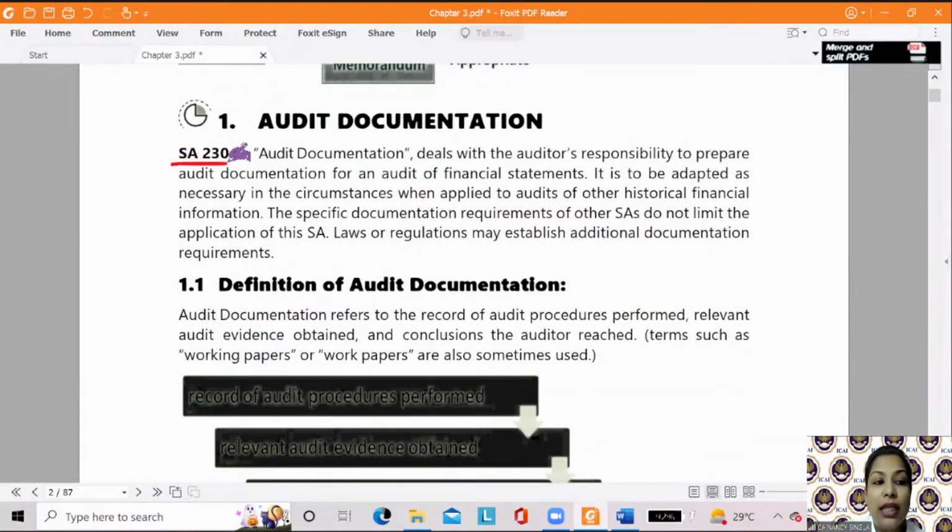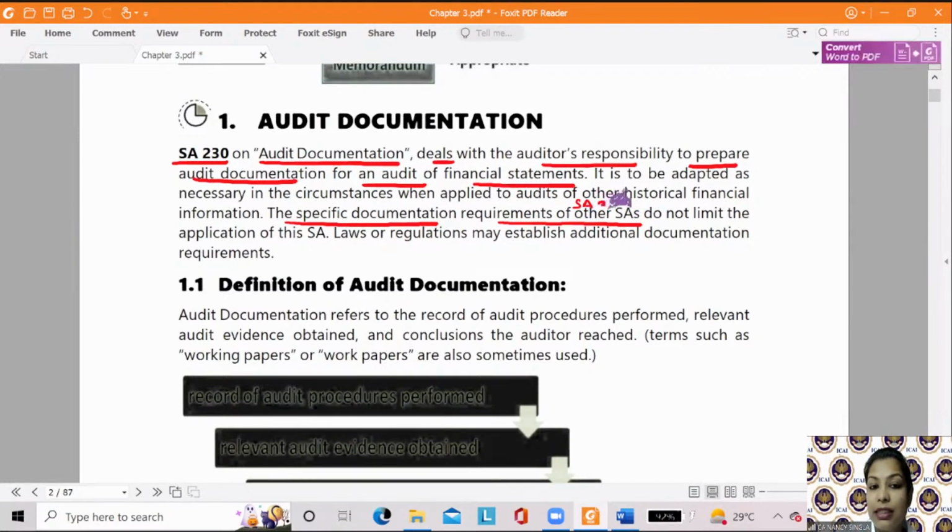So let us have a look at the module till here. SA 230, audit documentation, deals with the auditor's responsibility to prepare audit documentation for an audit of financial statement, right? The specific documentation requirements of other SAs do not limit the application of this SA. I gave you the example of SA 320 because you have studied this so far. So it is not the case that 320 is saying that only with respect to materiality the documentation is to be maintained, and with respect to the other parts of the audit, the documentation will not be maintained. No, right? Law or regulation may establish additional documentation requirements.